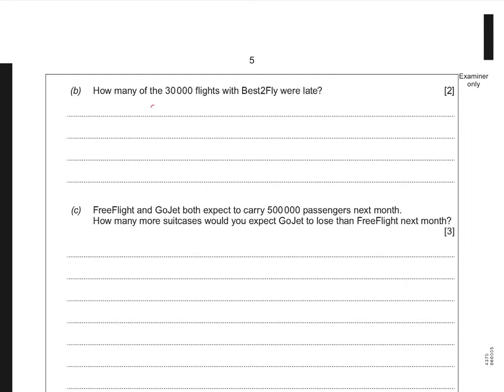I'm going to go with the first option. I'm going to do 88 divided by 100 times 30,000, and I'm going to put that into my calculator and find out what I get. So 88 divided by 100 times 30,000 gives me 26,400 flights that arrive on time. Okay, so if I do 30,000 take away 26,400, I'm going to get 3,600 late flights.